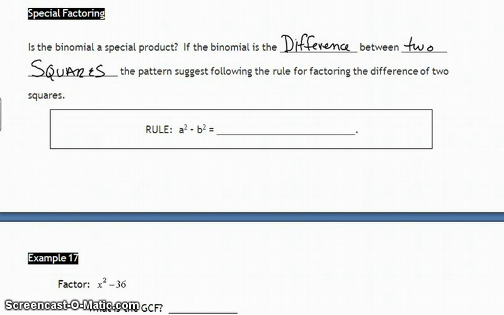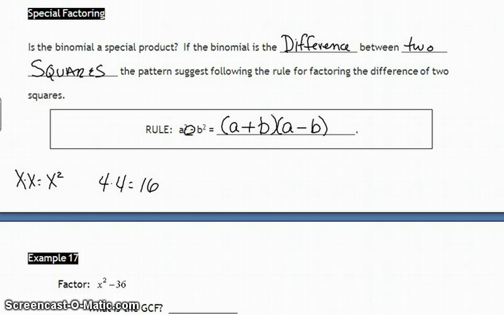Reminding ourselves that a square is something times itself, such as x times x is going to give me x squared. 4 times 4 is a perfect square of 16. If we can notice that the two terms are perfect squares and they're separated by this minus sign, we can jump directly to the factorization. It's the square root of the first term plus the square root of the second term. Then it's the square root of the first term minus the square root of the second term.